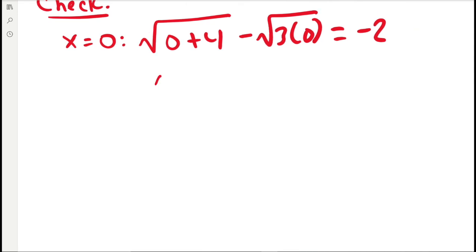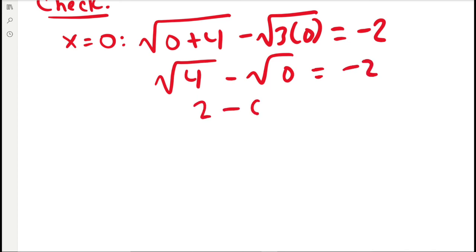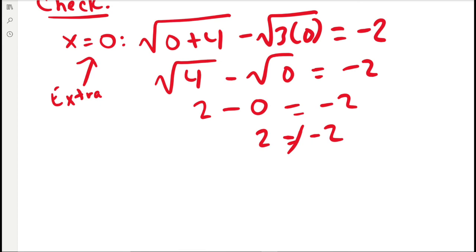So now we got the square root of 4 minus the square root of 0 equals negative 2. Square root of 4 is 2. 2 minus 0 is definitely not negative 2. So we can say that this is extraneous. Let's check out the next solution.